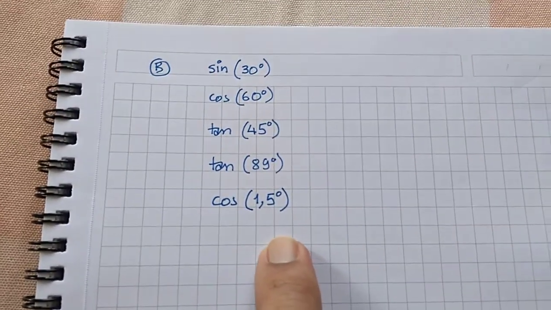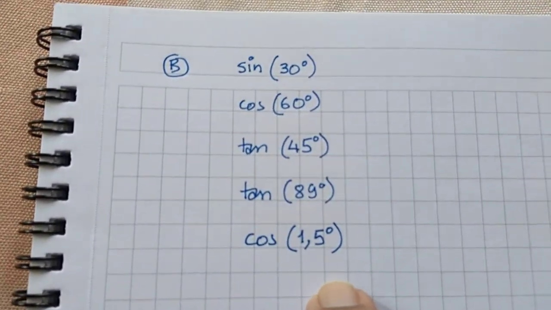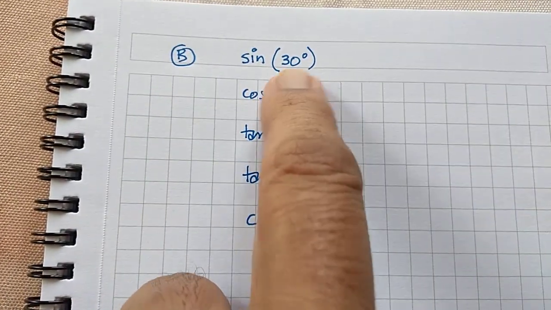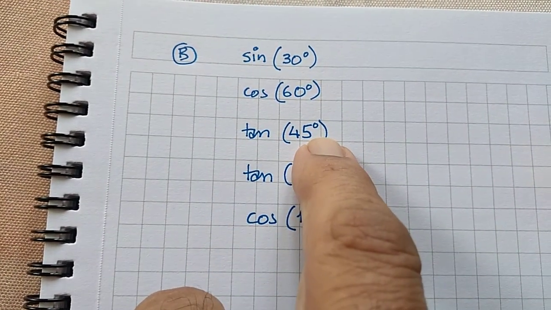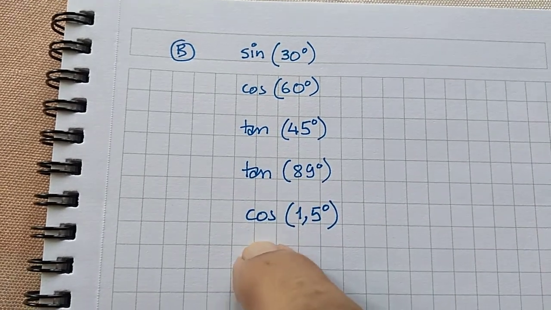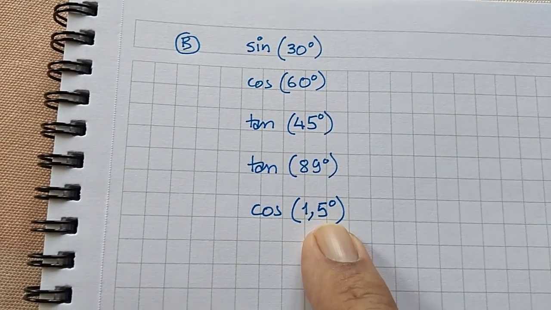Second question is just to get you used to using your calculator. Use your calculator and just write down all these values: sine of 30 degrees, cos of 60 degrees, tan of 45 degrees, tan of 89 degrees, cos of 1.5 degrees.